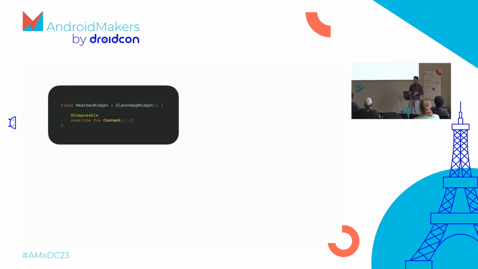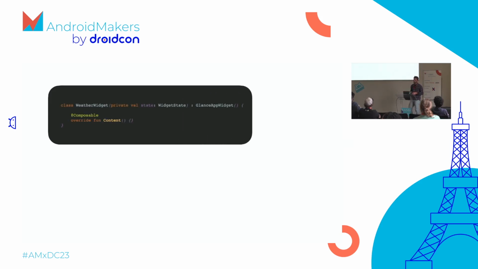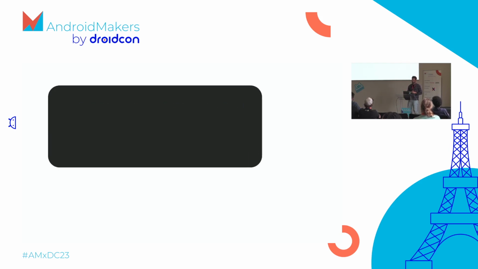To create the widget class, we just need to extend the Glance app widget, and we have one function to override, which is content. And as you can see, this is a composable function, and this will work as our root for composables, so we can put every piece of the UI inside of this composable. For now, I will pass the state into the constructor of the class, the same way as you are doing that for composable functions. We'll get into that later, how to improve that, but for now, let's keep it simple.